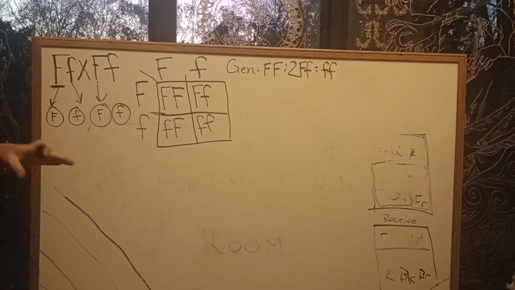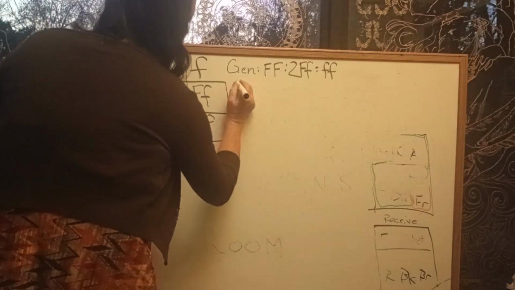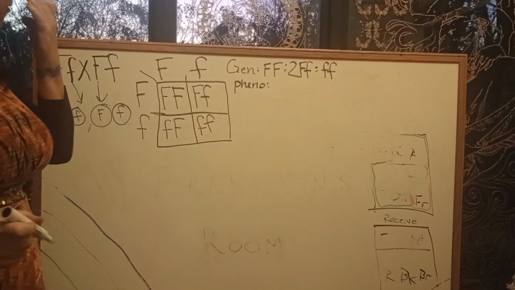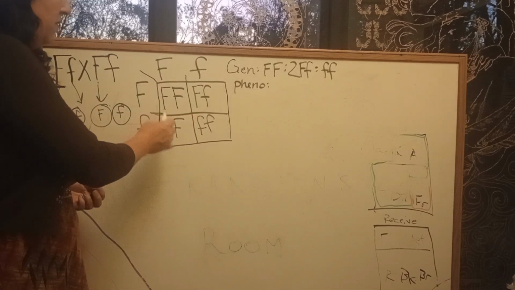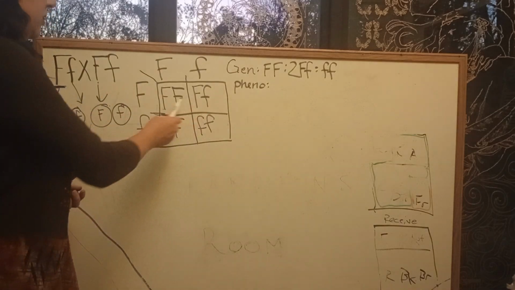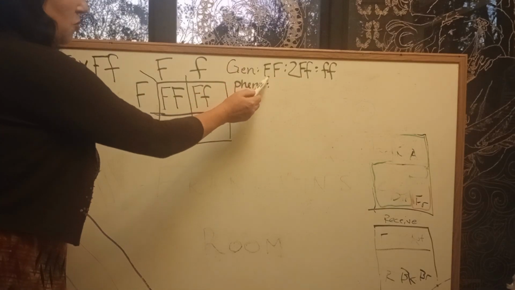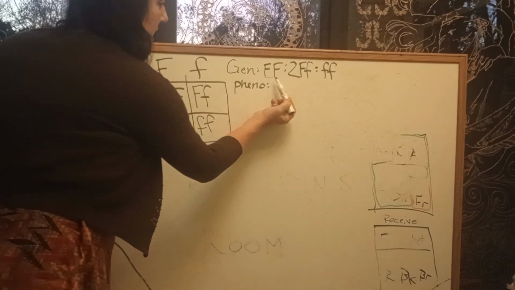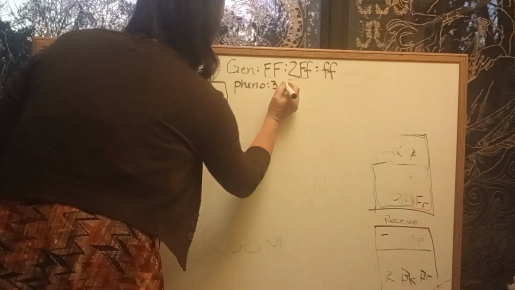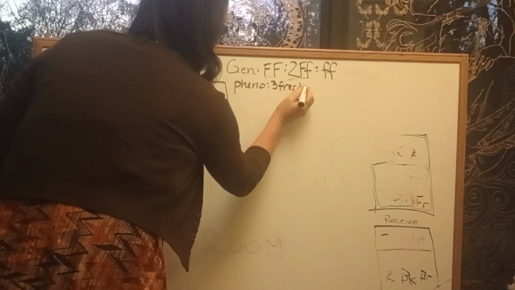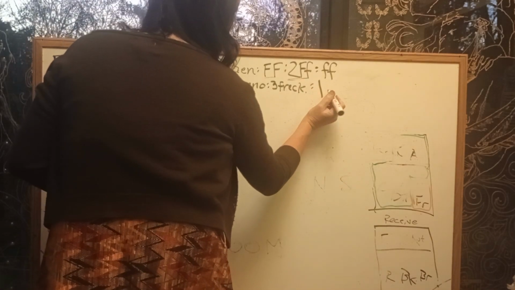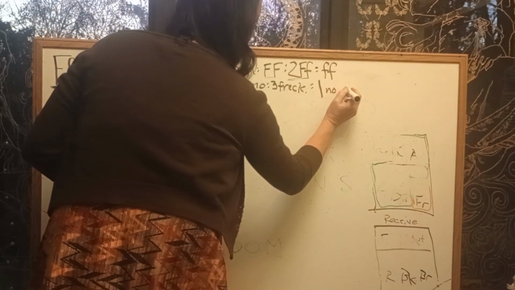And if it asks you for the phenotypic ratio, everybody who has at least one of the dominant capital F alleles is going to be showing freckles. So these three, which is this one and these two right here, are all the same phenotypically. So you're going to have three with freckles, and you're going to only have one that is no freckles.